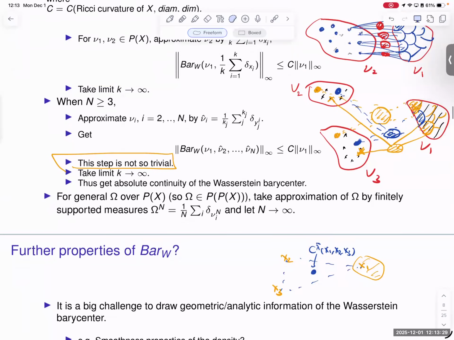How should I think of the infinity norm? Is it different when it's over a density? Infinity norm is just the density. It's just the max? Yeah, the maximum of the density.